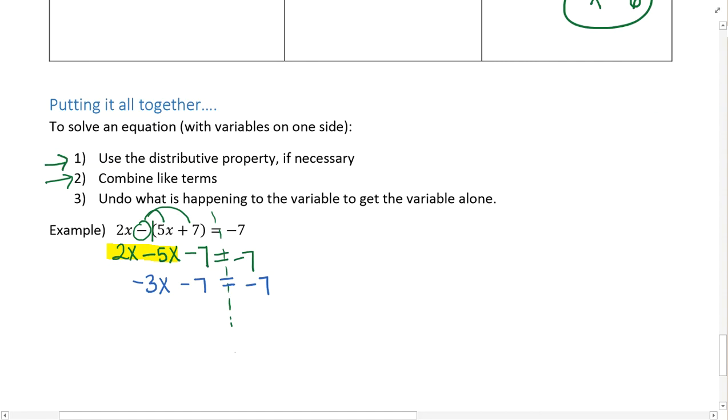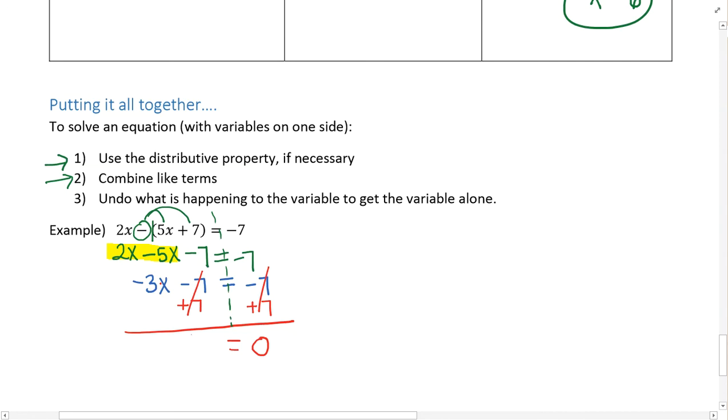Now we're at the step where we're going to undo what is happening in the reverse order. So first we're multiplying by negative 3 and subtracting 7 second. So let's undo this subtracting 7 first. So I'm going to add 7 to both sides. These cancel, but so do these. But we have to put a number here, and that number is 0.